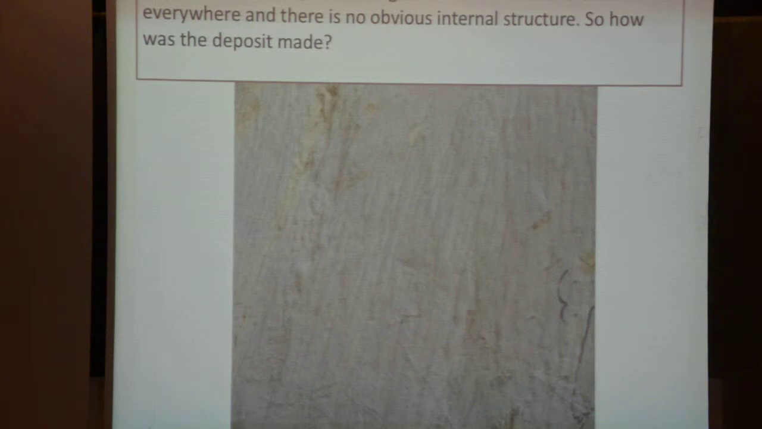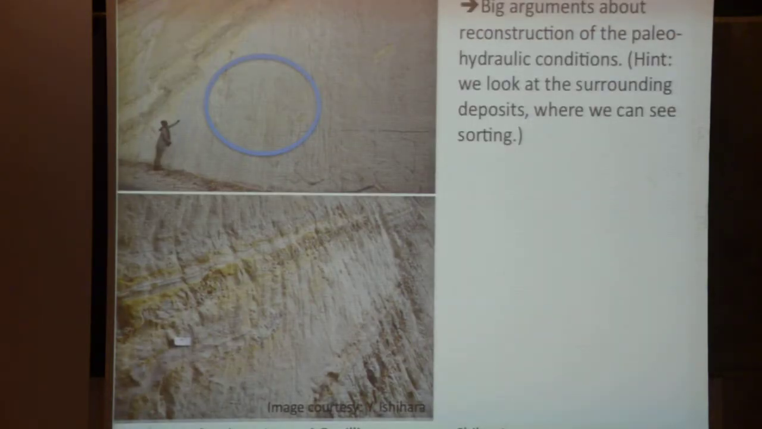And what if the grain size distribution is uniform everywhere, and there is no obvious internal structure? How was the deposit made? Can you guess? There are big arguments among us about reconstruction of the paleohydraulic conditions.